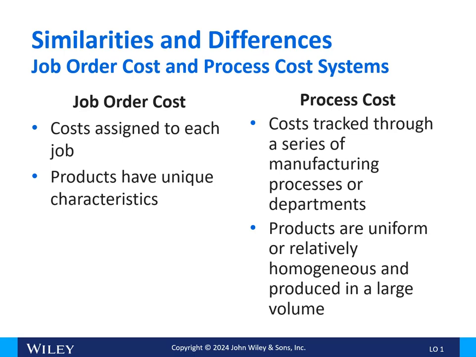Here are some similarities and differences between the two cost systems. Job order costs are assigned to each job. Products have unique characteristics. We talked about that in Chapter 2. Process costs are tracked through a series of manufacturing processes or departments. The products are uniform or relatively homogeneous and produced in large volume.